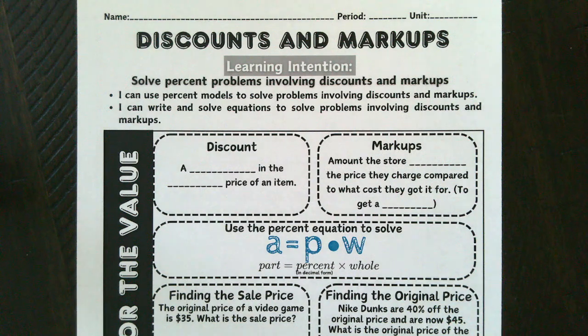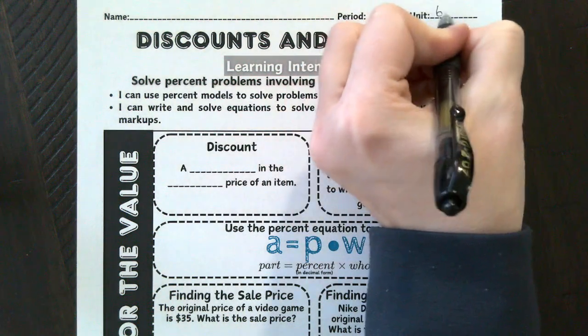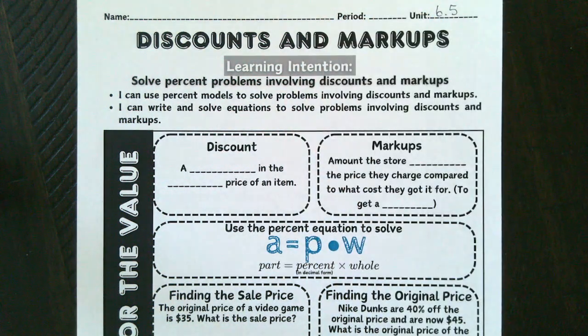Hey guys, we're going to get started in another video. This one is on discounts and markups. We are still in Unit 6. This is going to be Unit 6.5. So write 6.5 up here in this spot and make sure you have your name and your period on there.